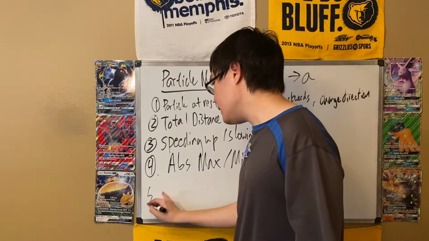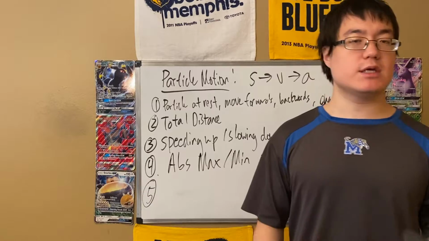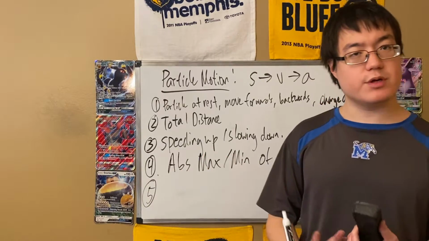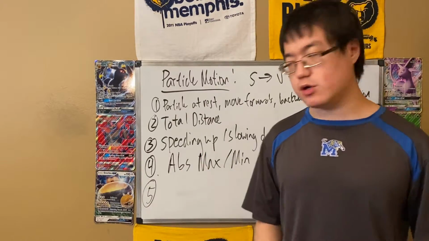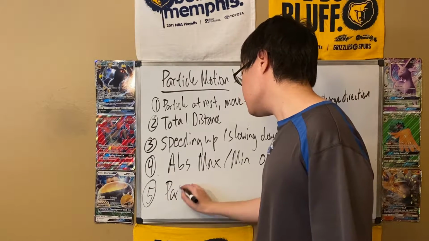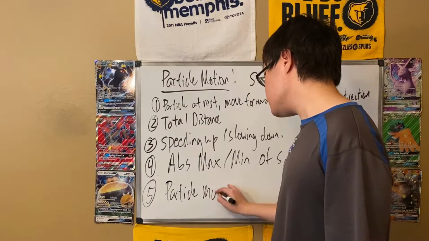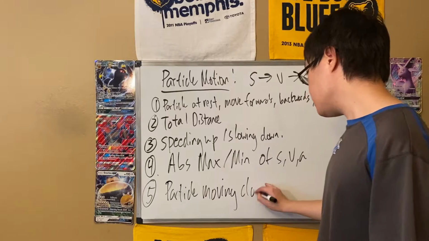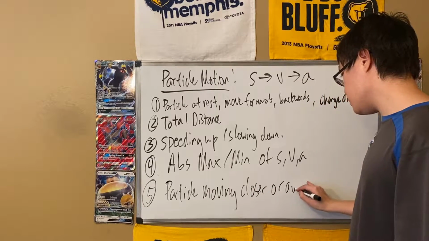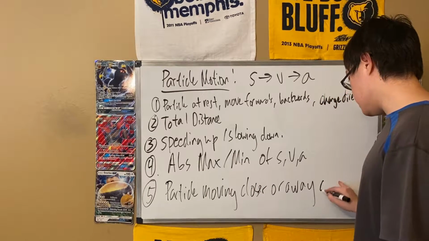So it's going to be the absolute maximum or minimum of s, v, or a, one of them of course. And then the fifth and last one, we're going to consider whether two particles are moving closer to each other or away from each other at a certain time.